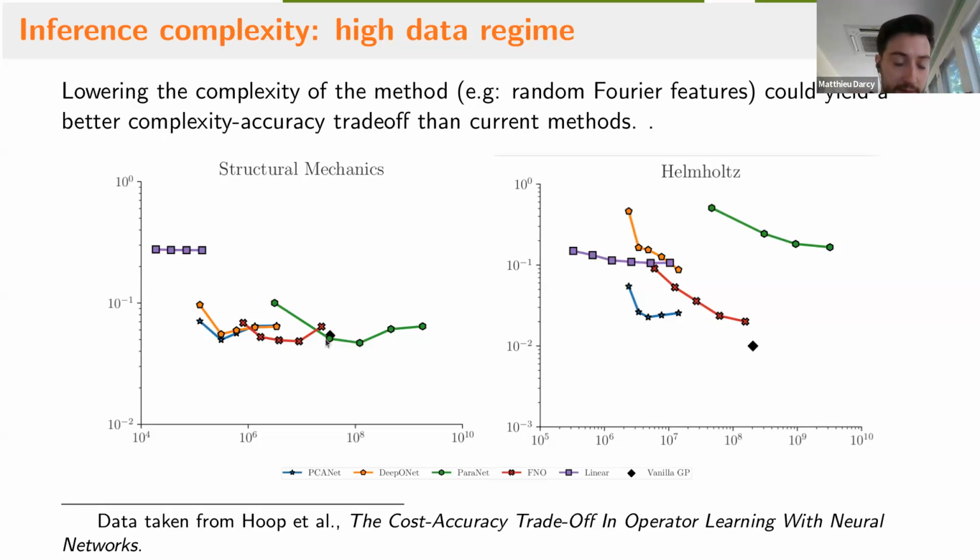So one of the future goals of these methods is to try and push them into the lower complexity regime by looking at things like random Fourier features, which can lower the complexity of kernel methods. And a final example is the Helmholtz equation. Again, in this case, what we found is we're beating neural networks in terms of the cost-accuracy trade-off, even though we are in the higher cost area.